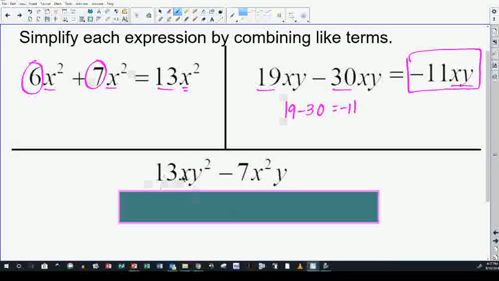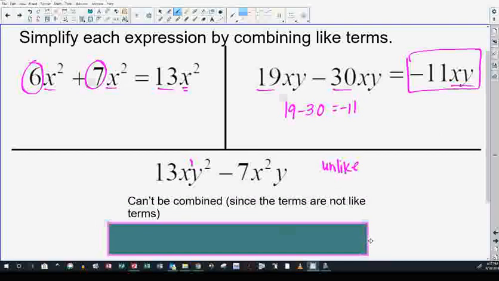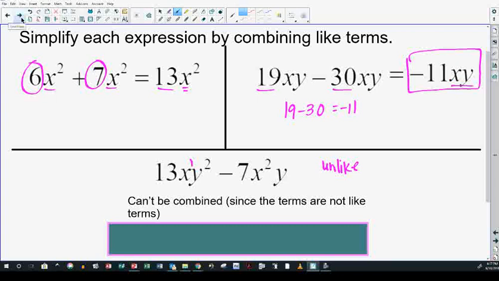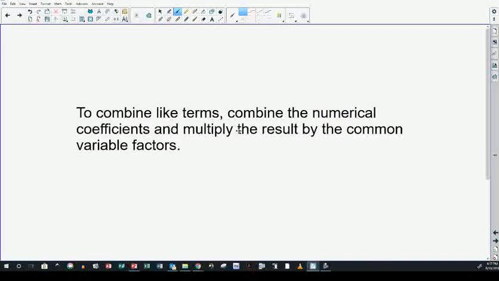And then down here, notice you have an x to the 1 and an x squared. Well, this makes them unlike terms. Since they're unlike terms, you don't have to worry about combining them because you can't combine unlike terms. So to combine like terms, combine the numerical coefficients and multiply the rest by the common variable factors.